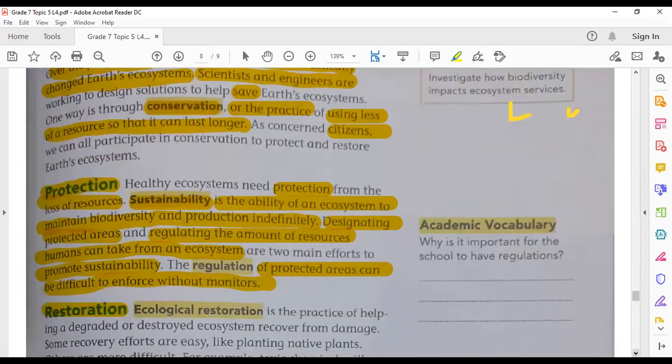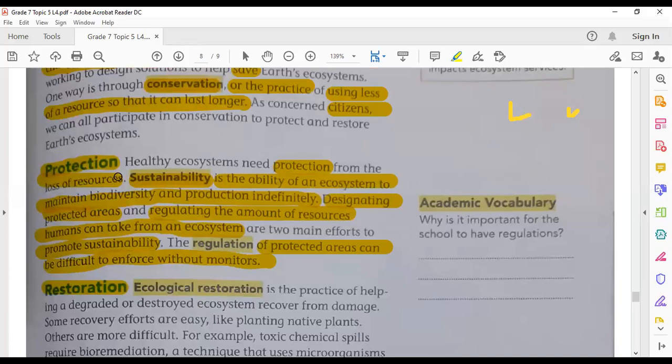So the first way for conservation, or the first practice in conservation, is protection. We must protect our ecosystems. How can we protect them? By regulating, and also by designating protected areas. If we protect them, we can ensure sustainability, so that ecosystems are able to give us services forever.